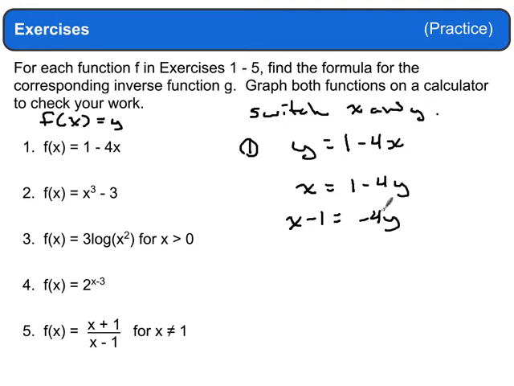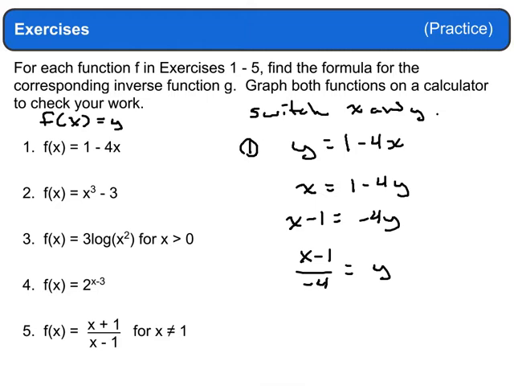Then I will divide by negative 4 to the other side. And so I'm going to end up with (x minus 1) divided by negative 4 is equal to y. If you wanted to simplify this, you may. It's up to you, but this is fine the way that it is. And so that would be our inverse function.